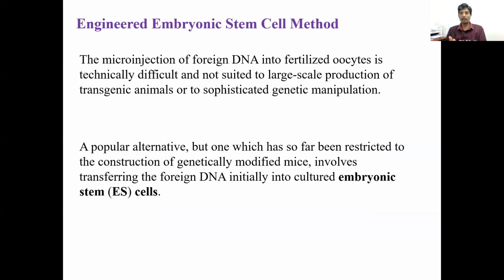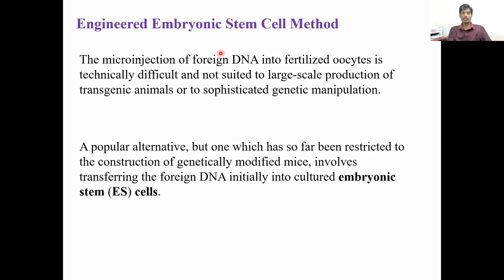So the number, a lot of cells are there. So you can select which cell you want to use for the implantation into the mouse later on. So that is a very good advantage of embryonic stem cell. So let me explain to you how it works.